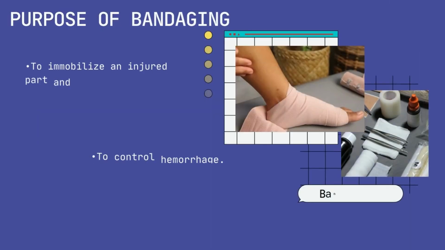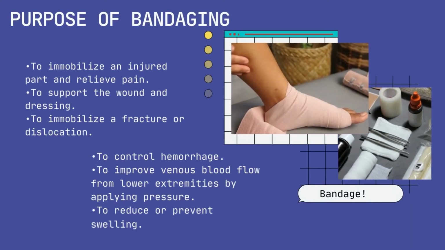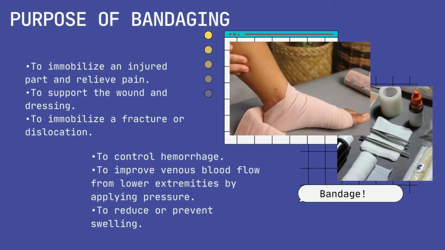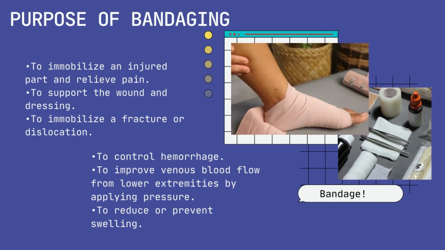Purpose of bandaging: to immobilize an injured part and relieve pain, to support the wound and dressing, to immobilize a fracture or dislocation, to control hemorrhage, to improve venous blood flow from the lower extremities by applying pressure, and the last, to reduce or prevent swelling.